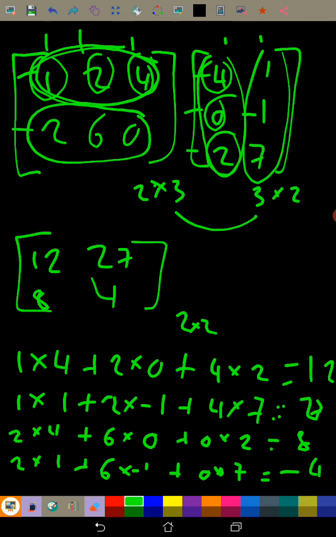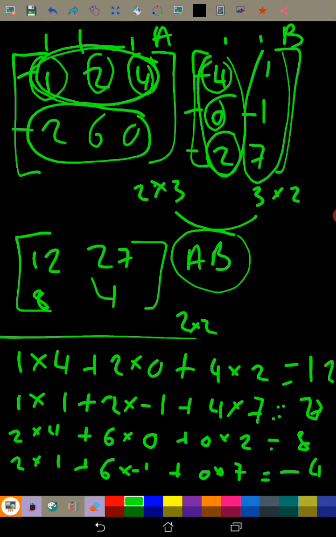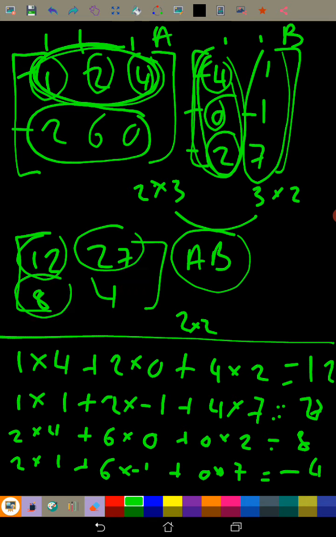This is A, this is B, therefore this is AB, because it's the multiplication. Very important, rows times columns. Not columns times rows, rows times columns. You will know because you always write the row and then the next row. You don't write columns. Whichever way you want to understand it, you need to do it properly.